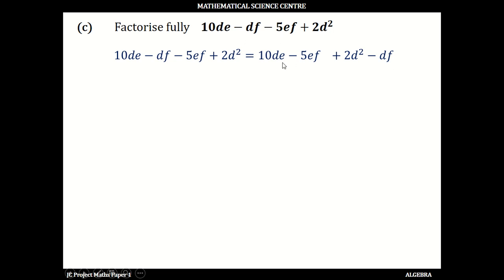Now with the first 2 terms, we can factorise out a 5e. And with the last 2 terms, we can take out a d. Now if we take out a 5e out of the first 2 terms, we're going to be left with 2d minus f. If we take out d out of the last 2 terms, we're going to be left with 2d minus f. So we reduced it from 4 terms down to 2 terms. Now in these 2 terms, 2d minus f is common to both of these, and if we factorise 2d minus f out in front, we're going to be still left with 5e plus d.